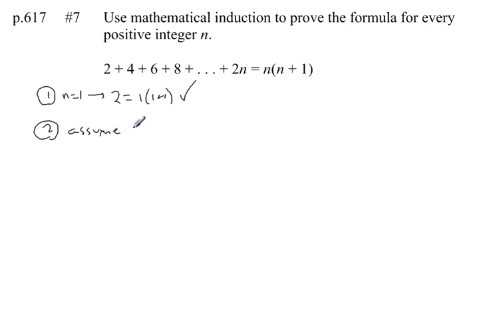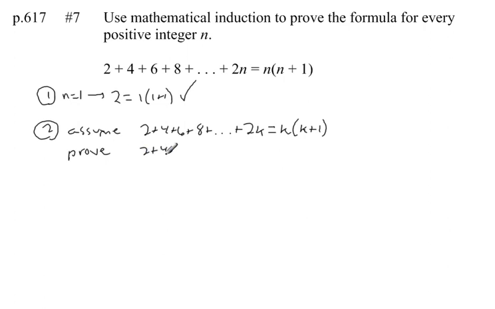that this is true: 2 plus 4 plus 6 plus 8 plus dot dot dot plus 2k equals k times k plus 1. Notice all I'm doing is rewriting that equation, but substituting k in place of n. So now we're assuming that that is equal. We want to prove that this is equal.